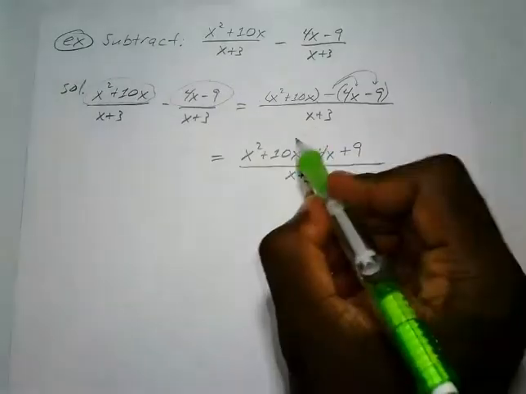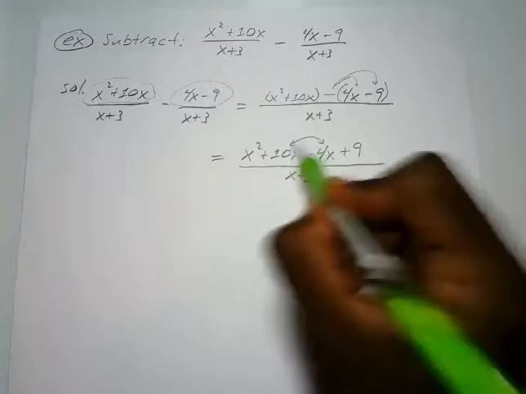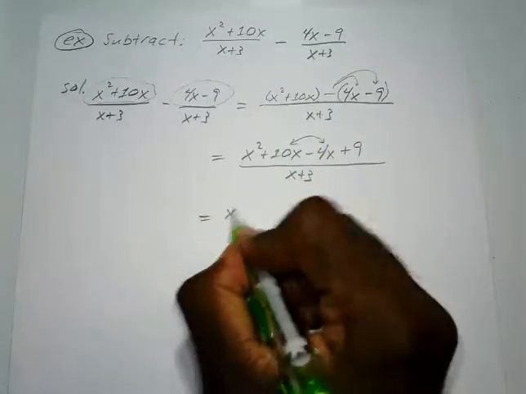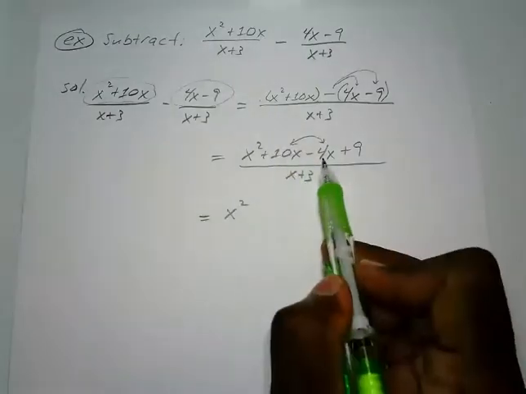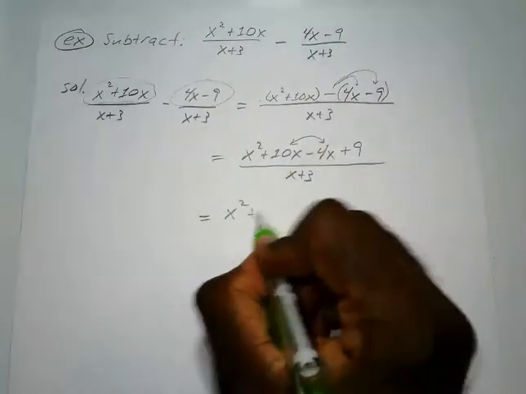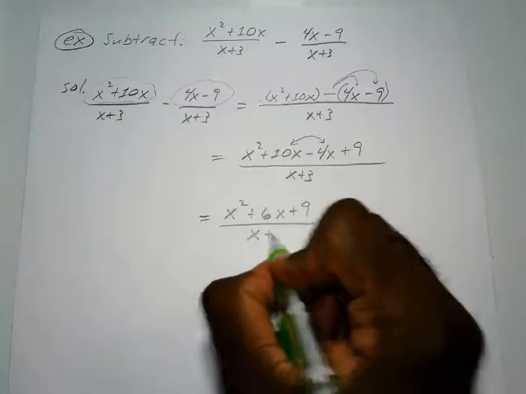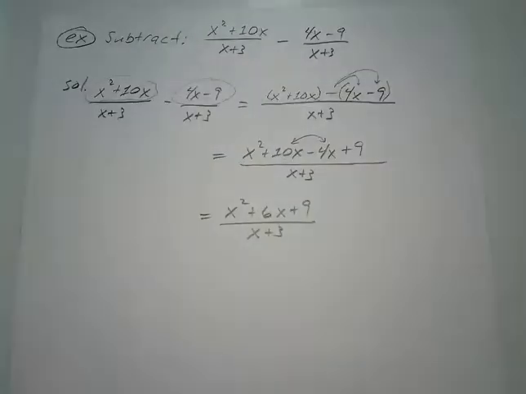Alright, so now we go ahead and combine our like terms. So we have x squared, 10x minus 4x is positive 6x, plus 9 over x plus 3. Okay, now the one thing you want to do, even when it looks like you're done, is always factor your final answer. Because you never know when something may cancel out.